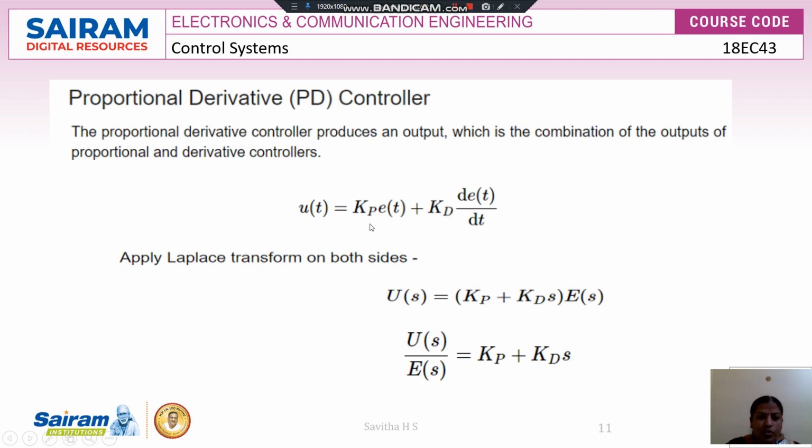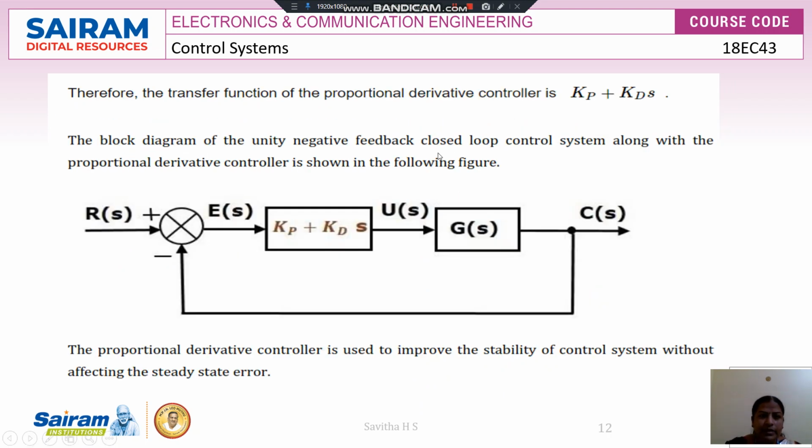So u of t is equal to Kp into e of t plus Kd into de of t by dt. Here also we need to take the Laplace transform on both sides, that is U of s is equal to Kp plus Kd into s into E of s. In both terms E of s is common, and d by dt is nothing but s in the Laplace transform. So U of s by E of s is Kp plus Kd into s. Therefore, the transfer function of the proportional derivative controller is Kp plus Kd into s.